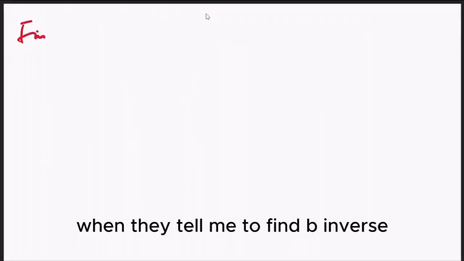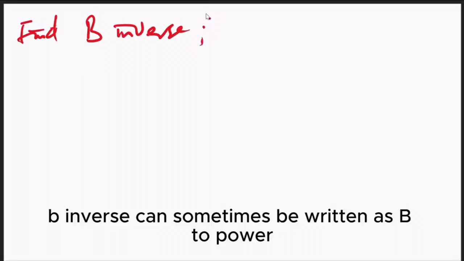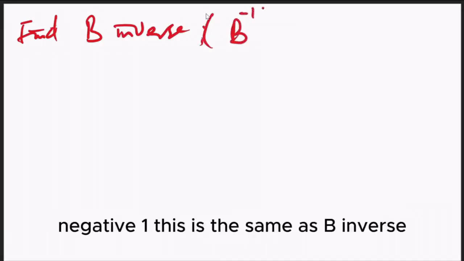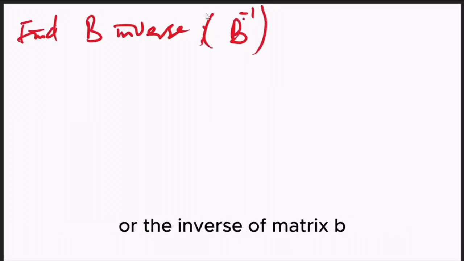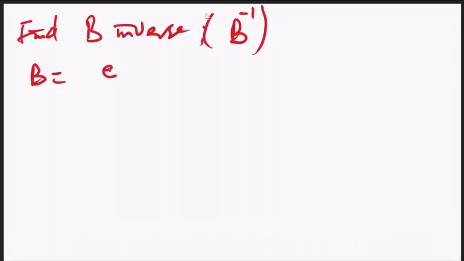Then finally, when I am asked to find the inverse of B, when they tell me to find B inverse, B inverse can sometimes be written as B to the power -1. This is the same as B inverse, or the inverse of matrix B. I know that matrix B is C, D, E, F.